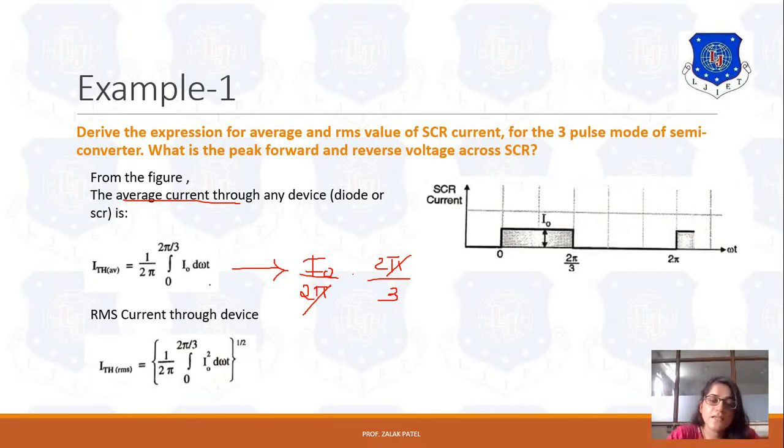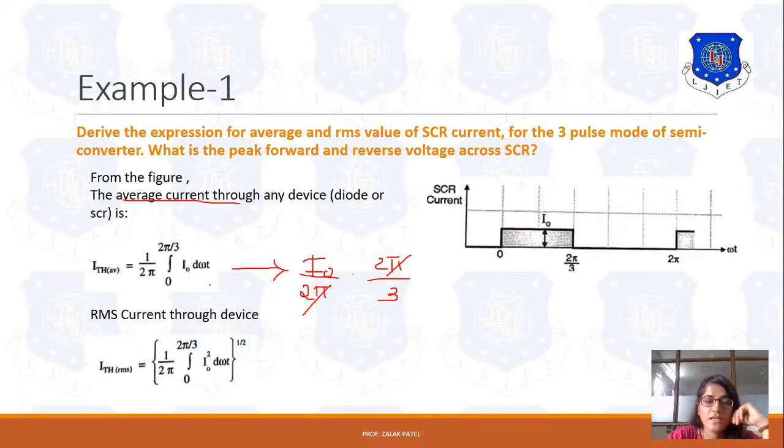So if we integrate this term, then it can be written like this, I0 upon root 3. Why is this I0 upon root 3? Because I0 square is common, so it can be written like I0 square upon 2 pi, as it is out of the integration from 0 to 2 pi, and only the d omega t.